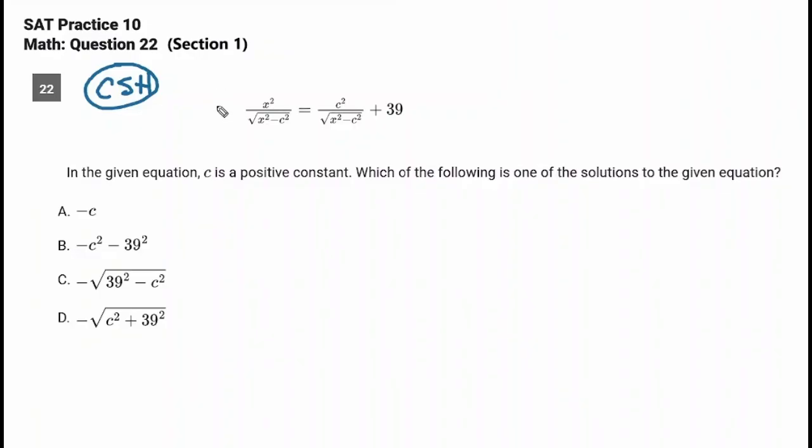Got this silly looking equation. In the given equation, c is a positive constant. Which of the following is one of the solutions to the given equation? So what are we looking for? We're looking for a solution.